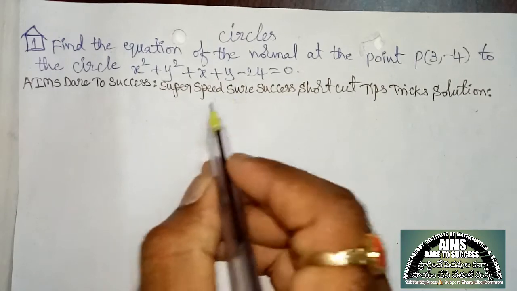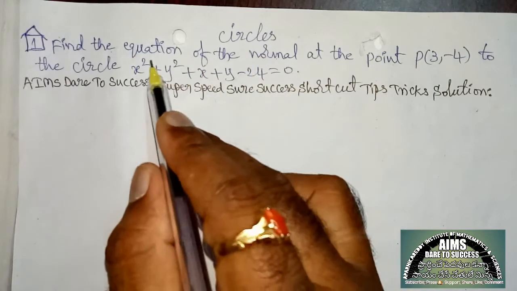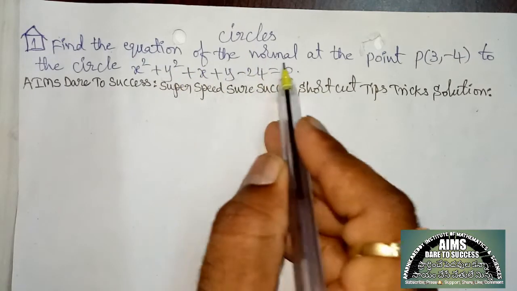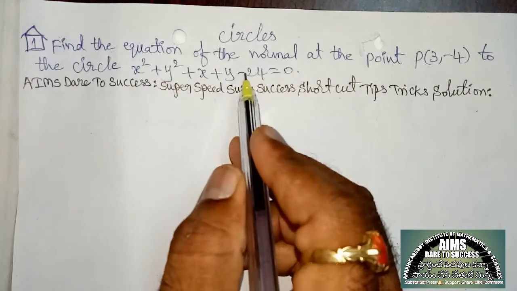Today I wanted to discuss with you the circles chapter. From the circles chapter, we want to find the equation of the normal by using the point with respect to the circle.